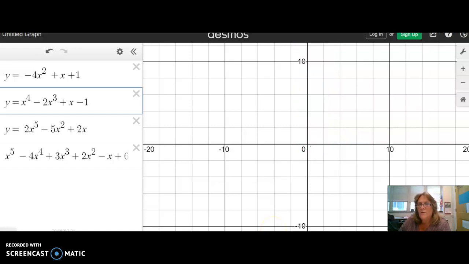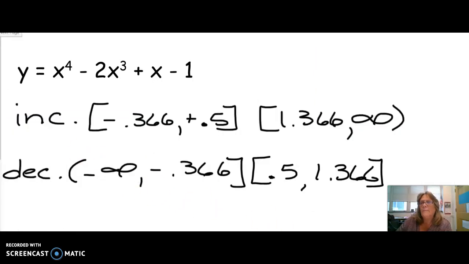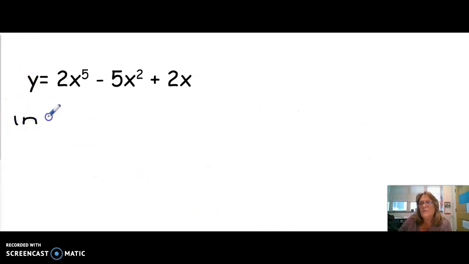All right, for the third graph, it's increasing until it gets to this point here, then it decreases. So it's going to increase from negative infinity to 0.202.